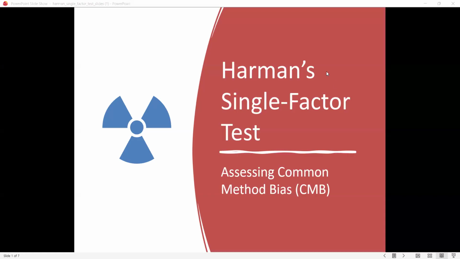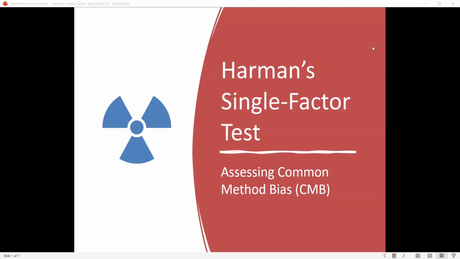Nowadays, in any of your research articles or manuscripts, some researchers or reviewers want to see that your data is free from common method bias. So today we'll see common method bias by using the Harman single factor test.